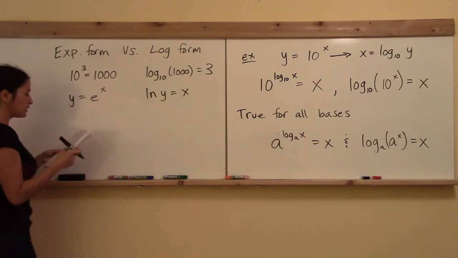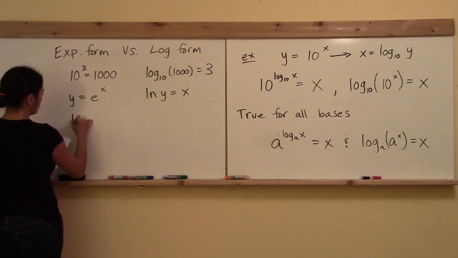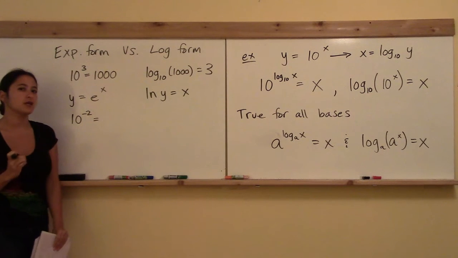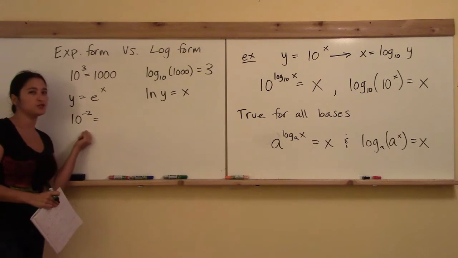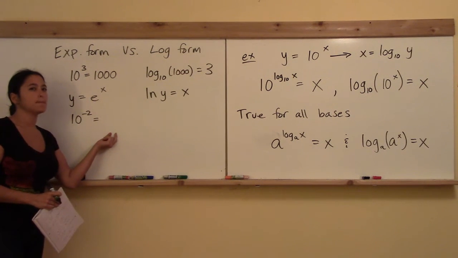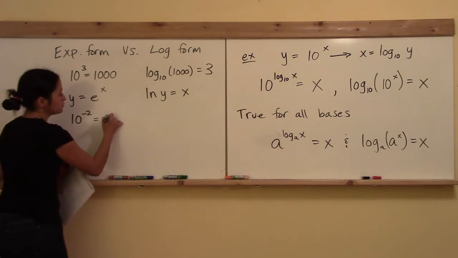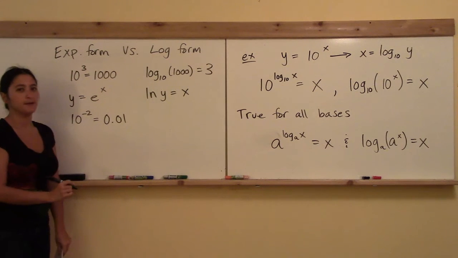Let's practice some more concrete examples. For example, 10 to the minus 2 equals. Just to review from the last video, what does 10 to the minus 2 equal as a decimal? It's 1 over 10 to the 2, which is 1 over 100, so 0.01. Right, okay?